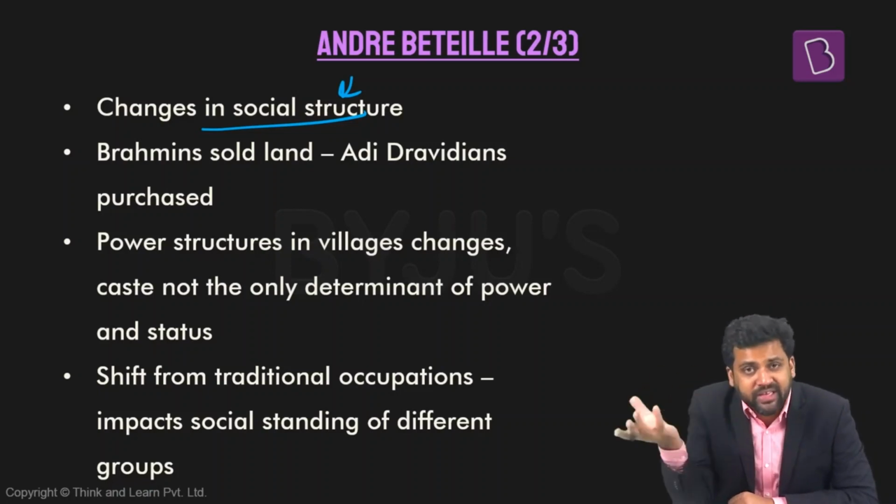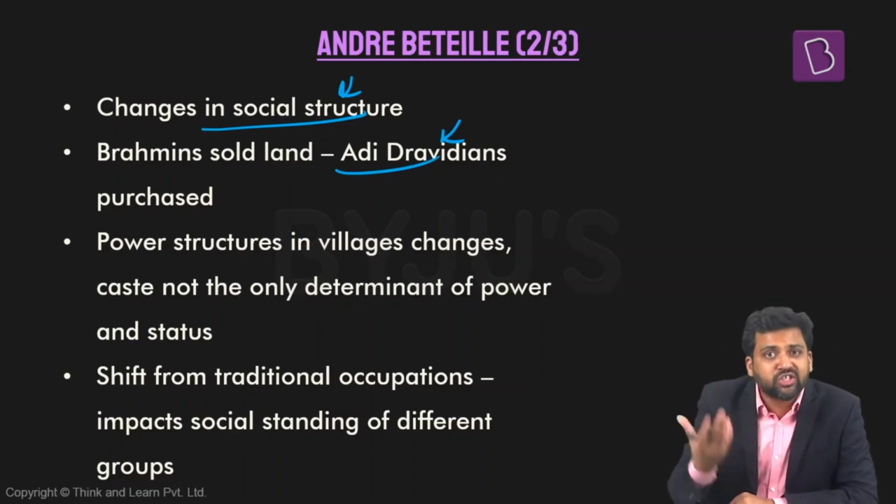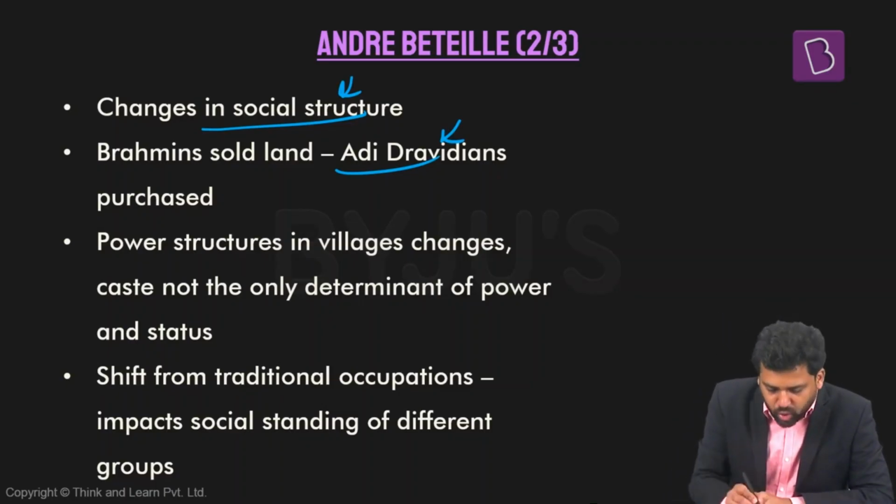Some people are purchasing these lands. Brahmins were selling their lands, and the Adiravians purchased the land. So now, as Adiravians are purchasing land in rural areas, the inherent power structure is also changing. Caste is not the only factor. Caste is not the only determinant of power and status.